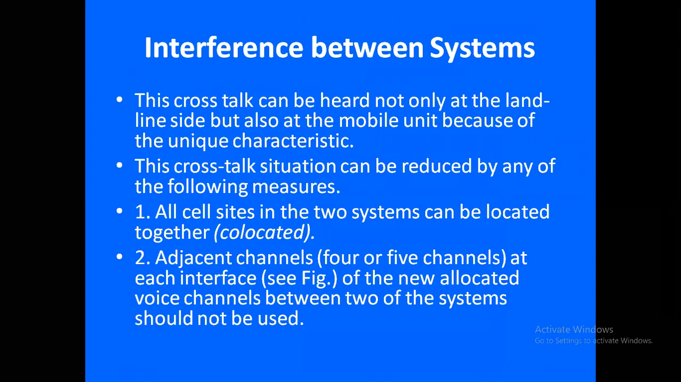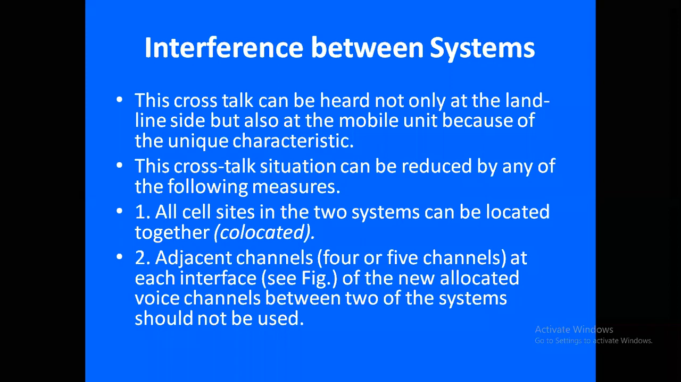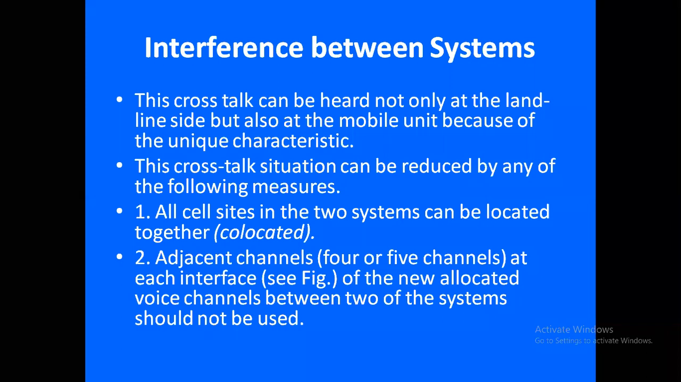This crosstalk situation can be reduced by any of the following measures. The first is that all the cell sites in the two systems can be located together, meaning they should be co-located. The second is that adjacent channels at each interface of the newly allocated voice channels between the two systems should not be used.